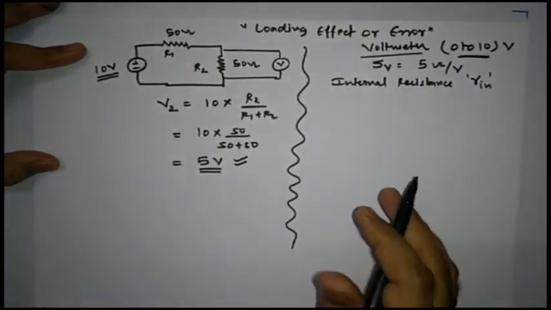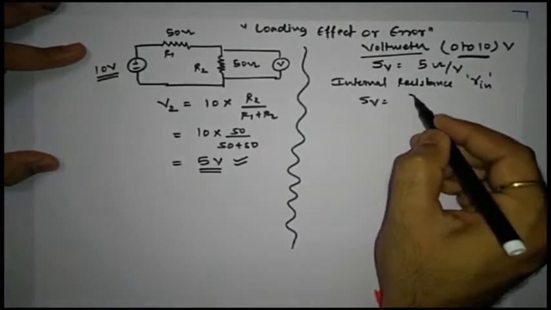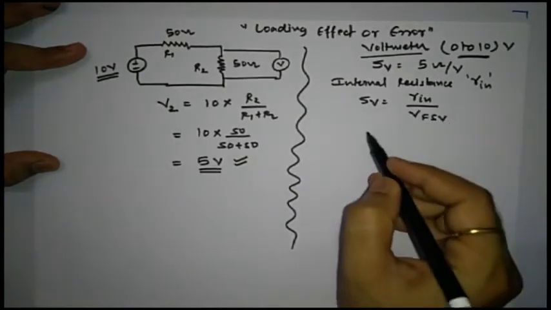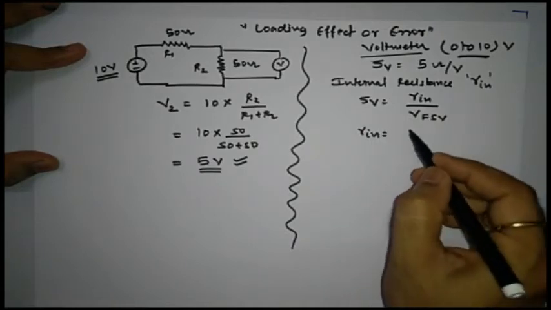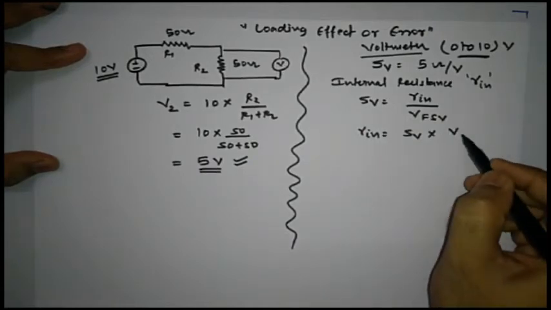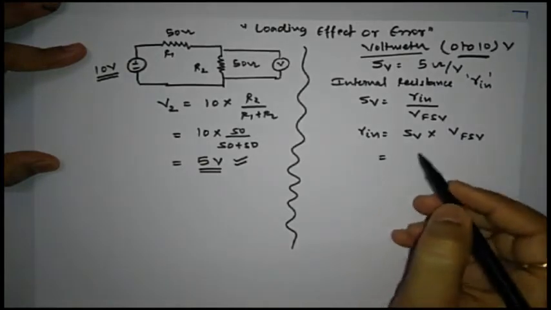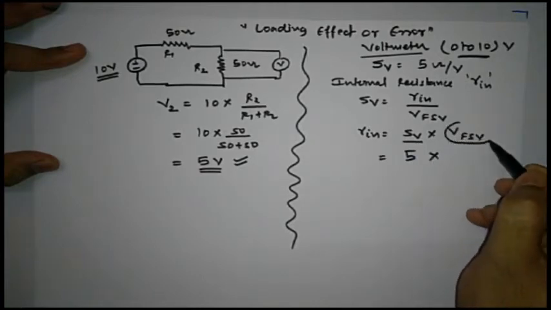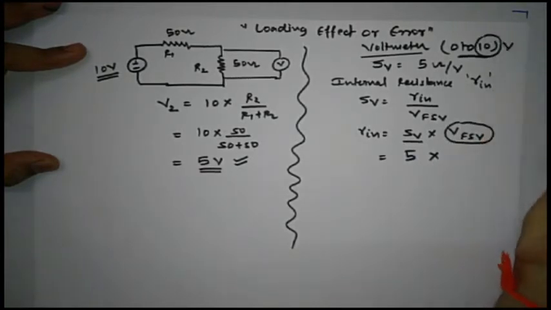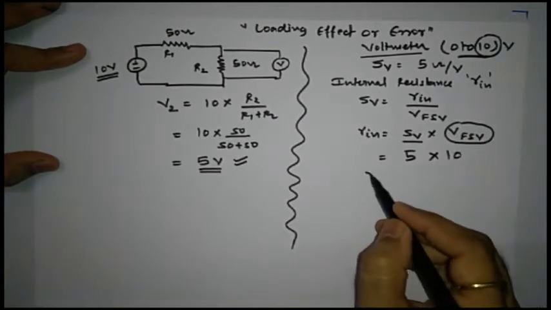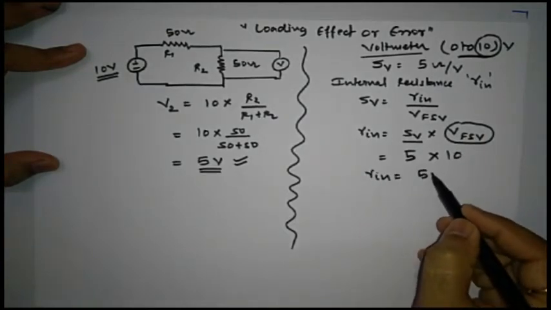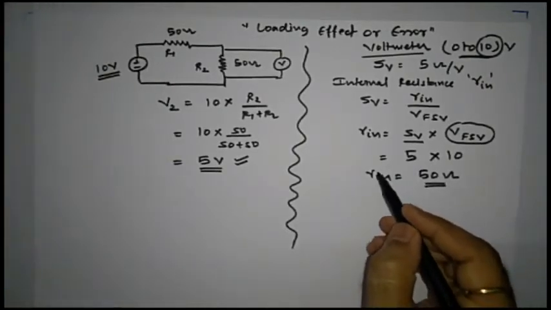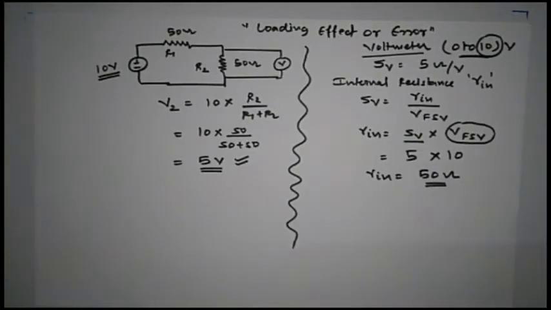Now from the definition of sensitivity, we can write sensitivity is nothing but the ratio of internal resistance of voltmeter divided by its corresponding full scale value. So I can write here internal resistance of voltmeter is nothing but sensitivity of voltmeter multiplied by its full scale voltage value. So in our case, sensitivity of voltmeter is 5 multiplied by full scale value of this voltmeter, which is 10. So the internal resistance of this voltmeter is going to be 50 ohm.